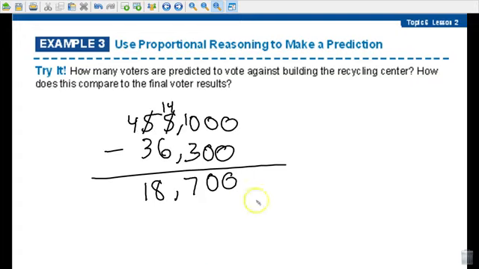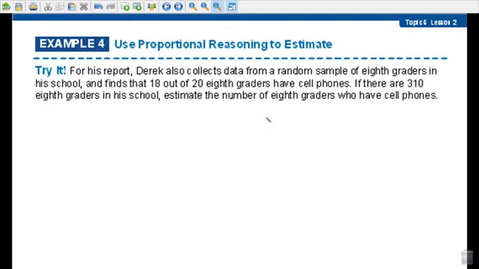And how does this compare to the final voter results? This number, the actual results are higher than this number. So that is where it is also a prediction. So let's go to example 4, try it.